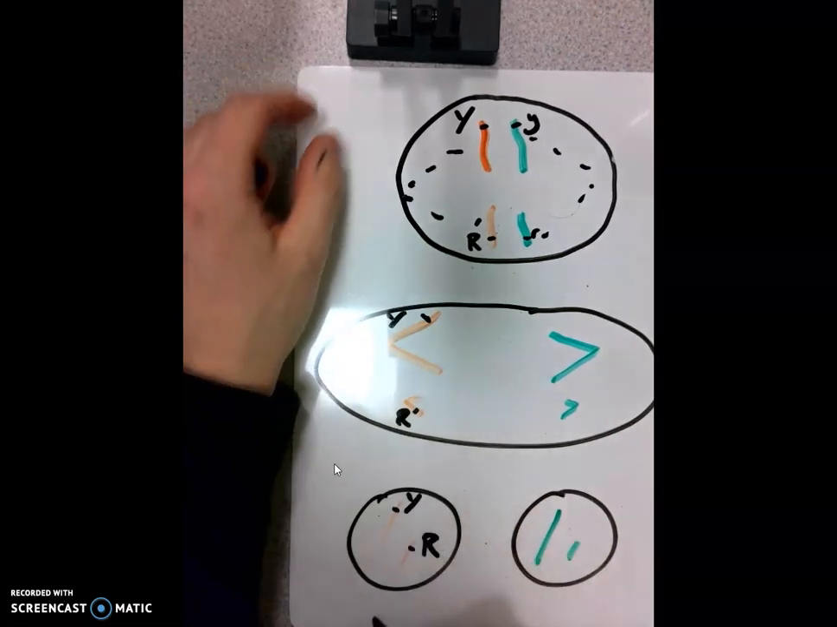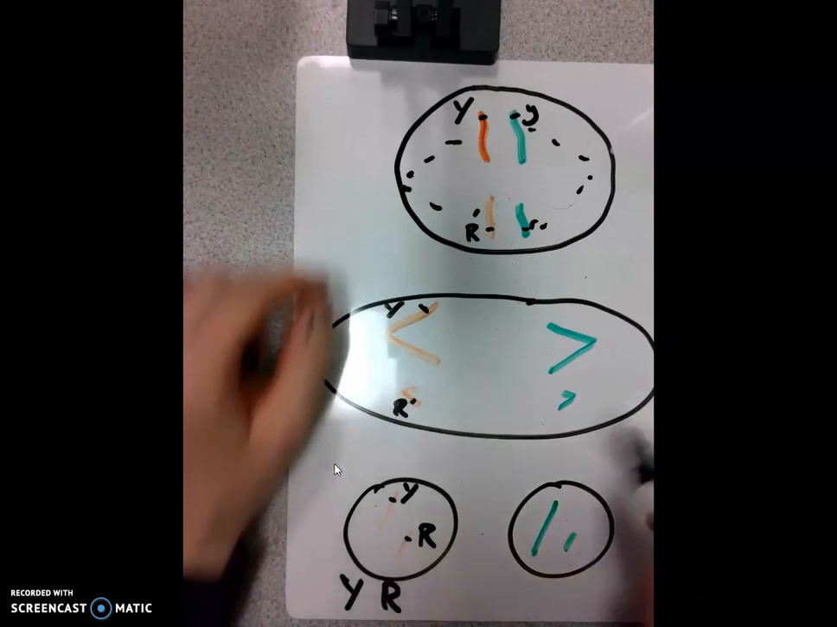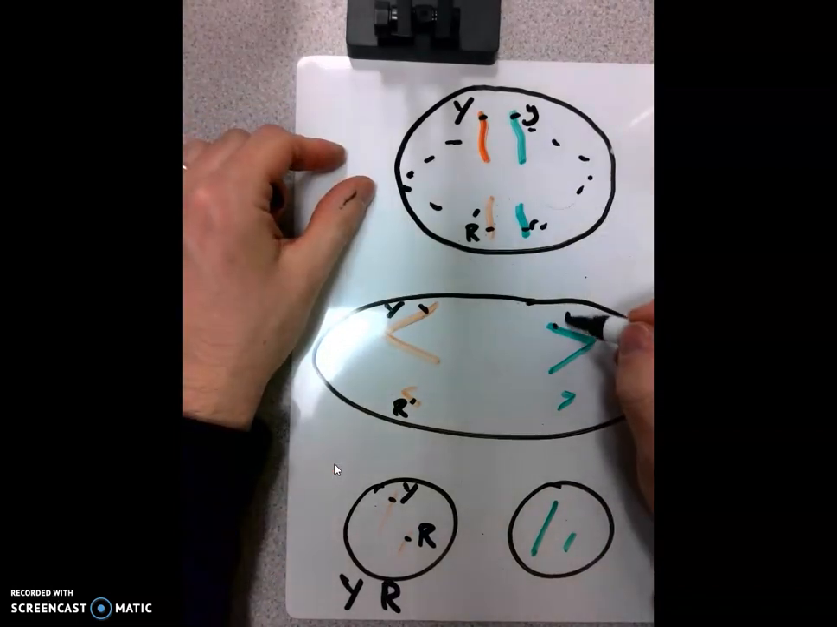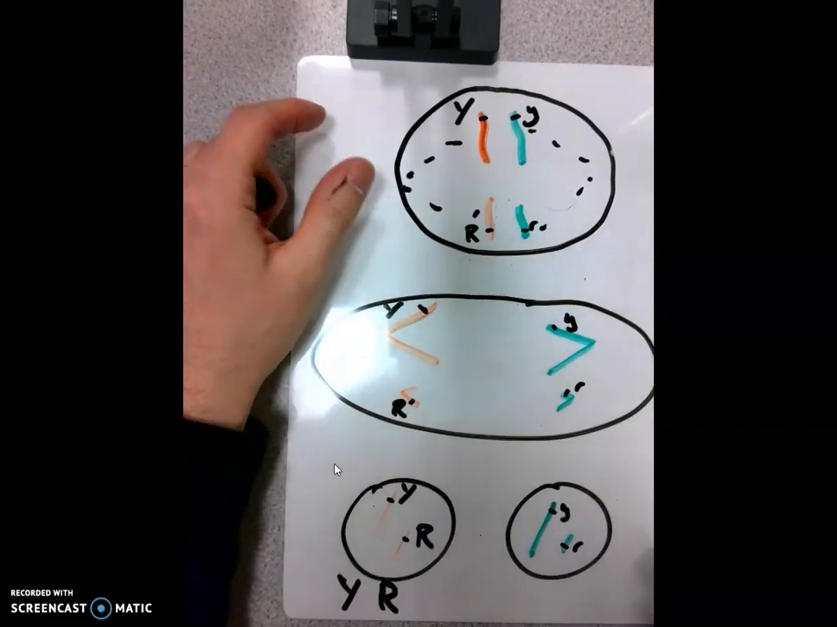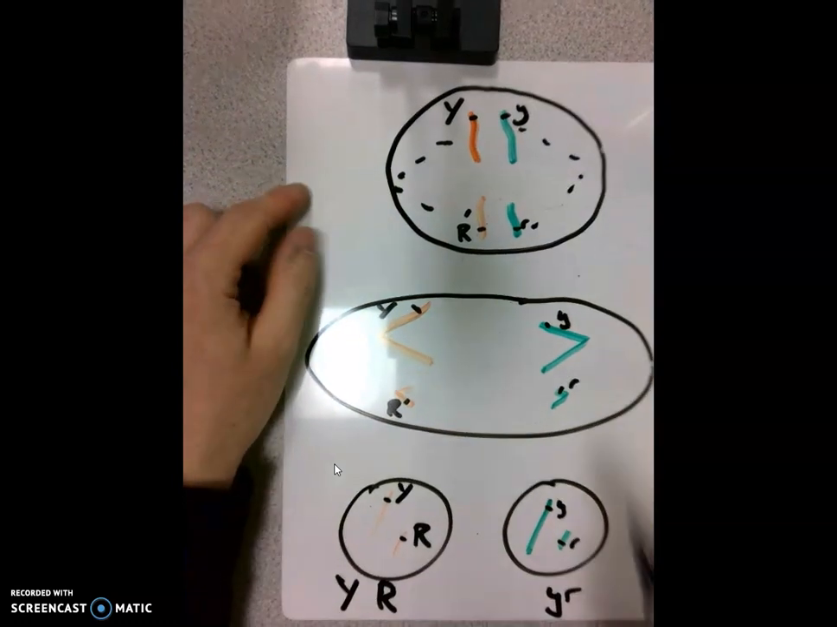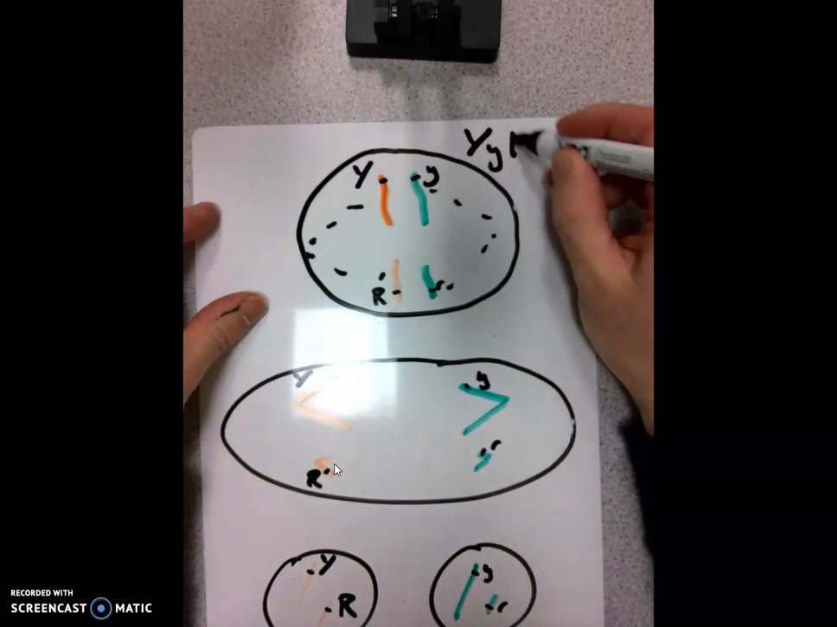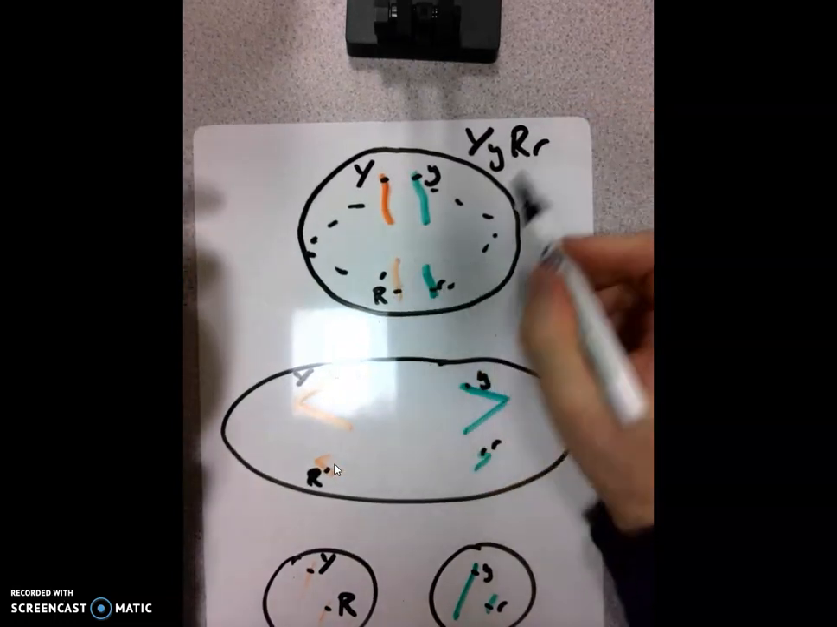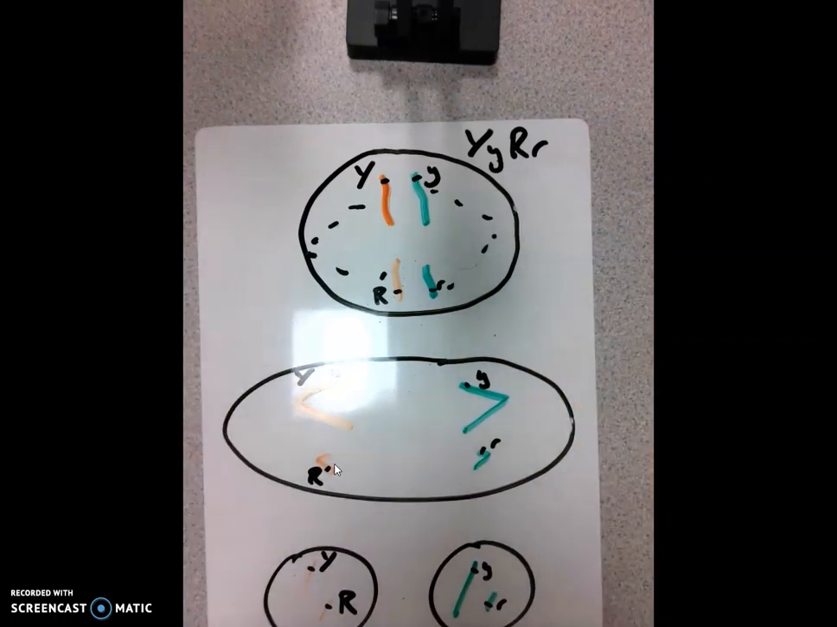You might say that the genotype of this gamete is YR, and this one's got the lowercase y and the lowercase r, so the genotype of that gamete is lowercase y, lowercase r. That's from a parental cell that had this genotype, heterozygous for both traits. Remember those? Okay. And we've ended up with haploid gametes.